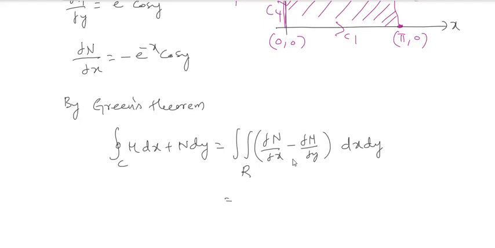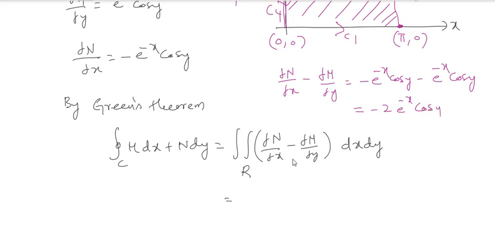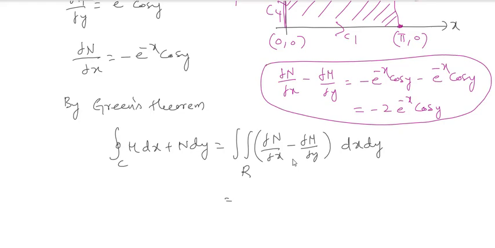So now the double integral you just apply it. What is ∂N/∂x minus ∂M/∂y? From this you can take it directly. ∂N/∂x is minus e^(-x) cos y, then minus e^(-x) cos y, which is minus 2 e^(-x) cos y. This is ∂N/∂x minus ∂M/∂y. This value I am directly substituting here with respect to the x and y limits.